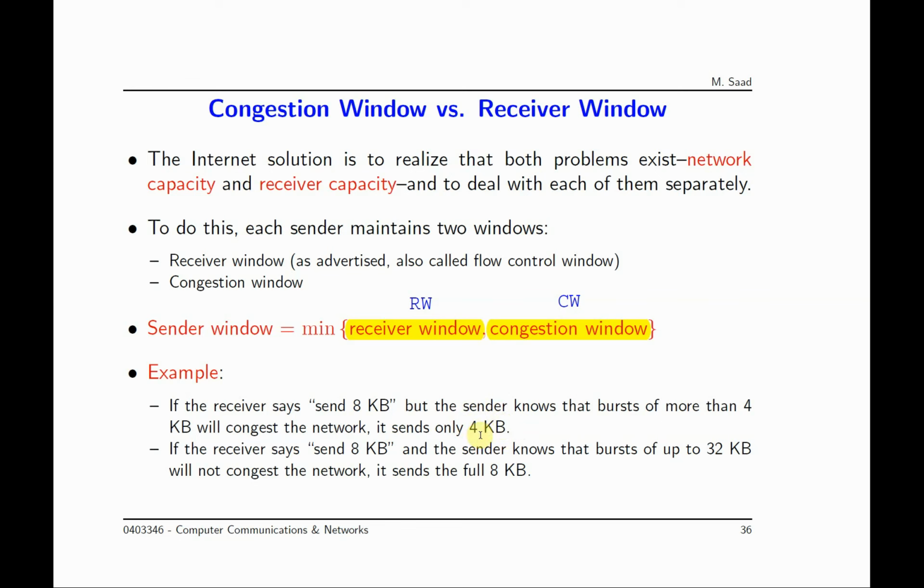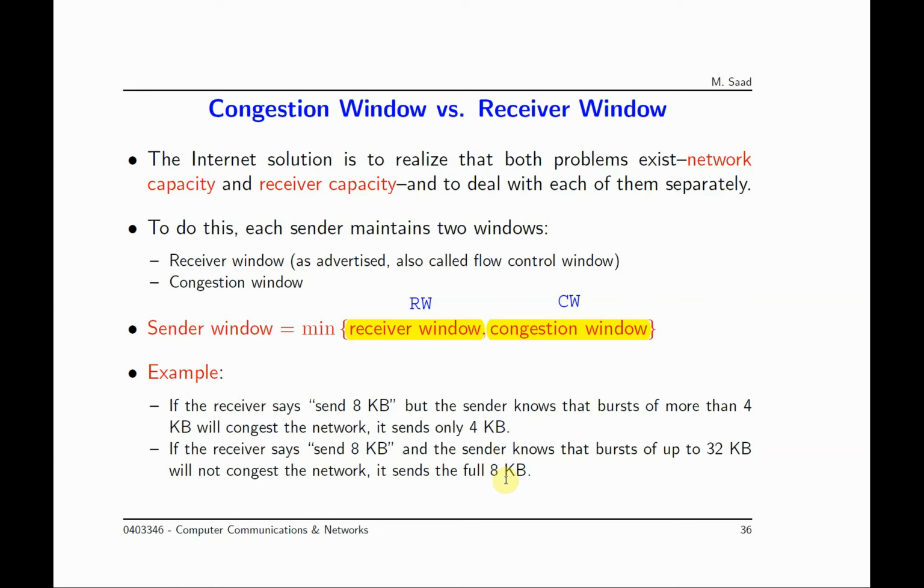Imagine another motivating example. Imagine the receiver says you can send 8. So the receiver window is equal to 8 kilobytes. However, I know that the network can handle up to 32 kilobytes without congestion. So I have 8 and 32. What is the smaller of the two? It is the 8. So finally, I will send only 8 kilobytes. Eventually, my sender window will be the smaller of the two, which is the 8 kilobytes.